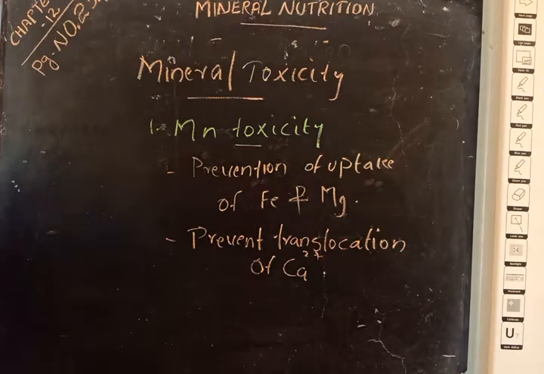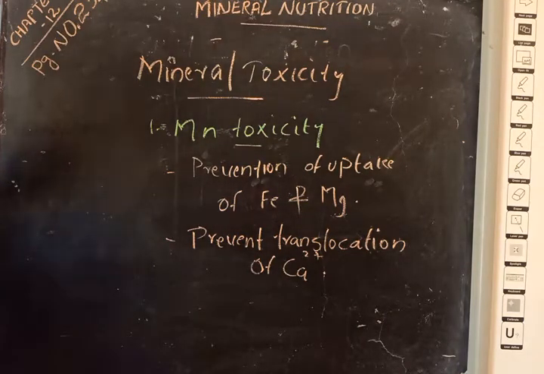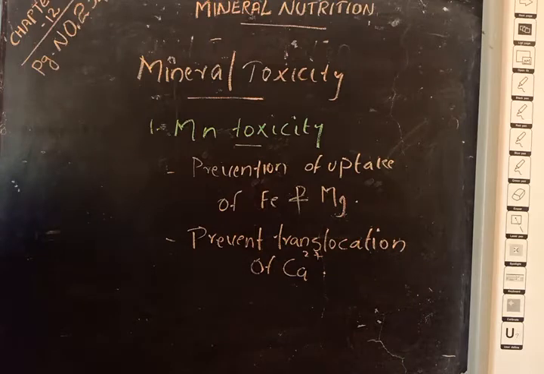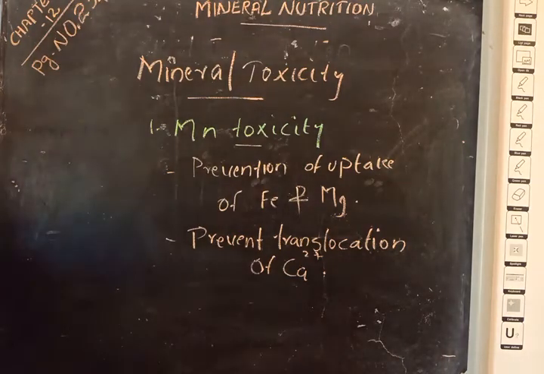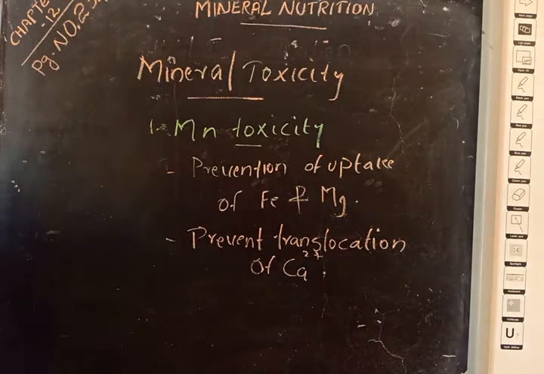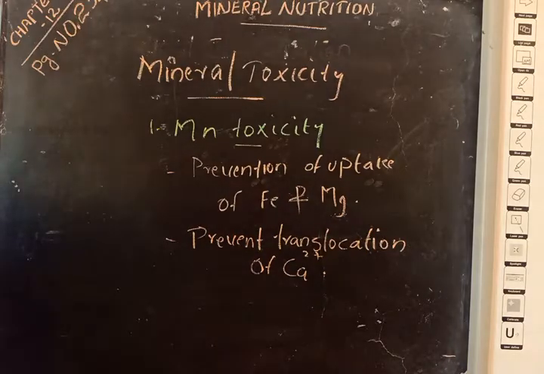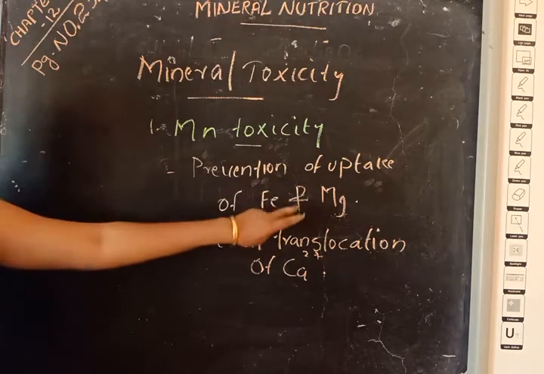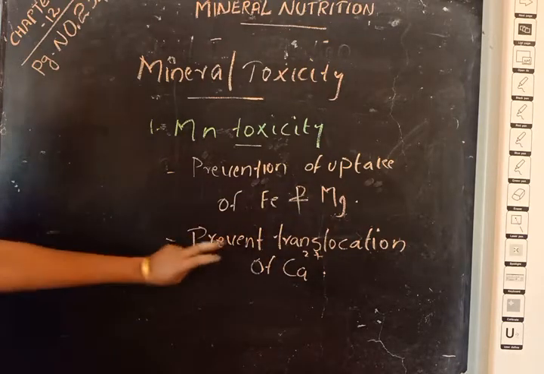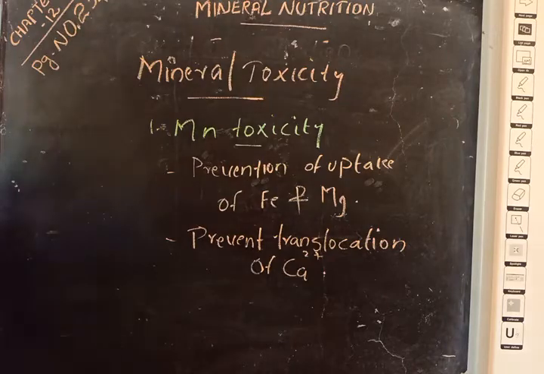The symptoms of manganese toxicity are the appearance of brown spots surrounded by chlorotic veins. That is, the appearance of brown spots on the leaf veins are the symptoms of manganese toxicity. So, manganese toxicity is the prevention of uptake of iron and magnesium, and also the prevention of translocation of calcium to the shoot apex.